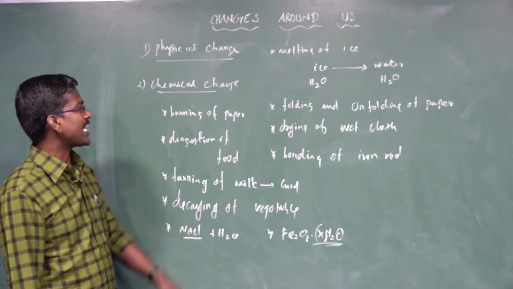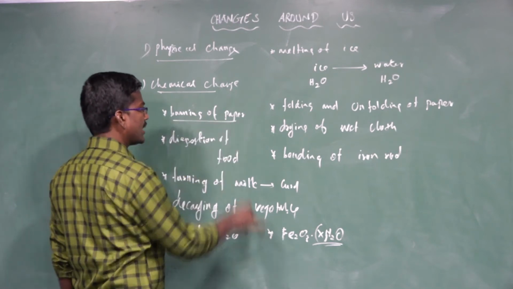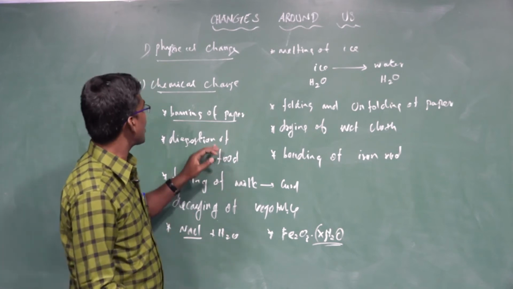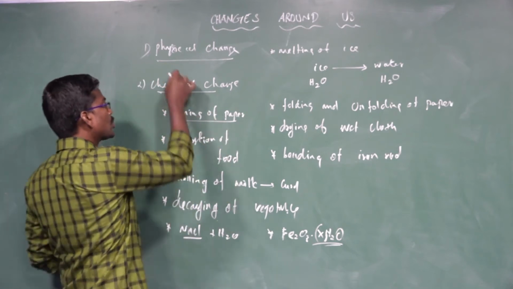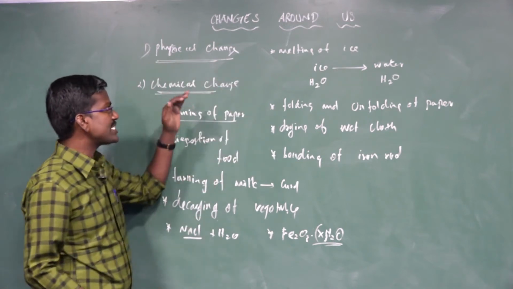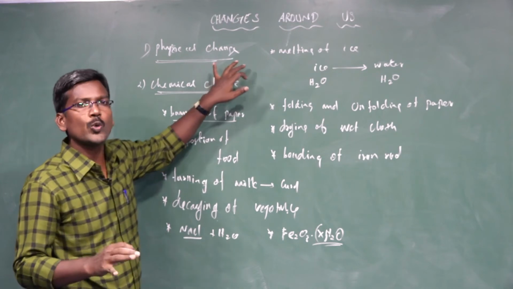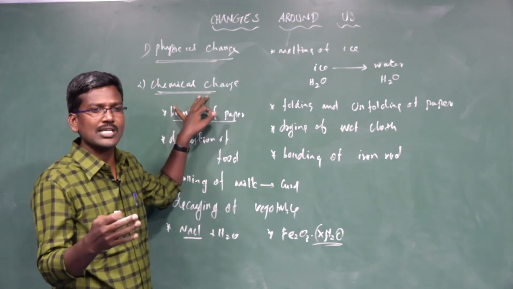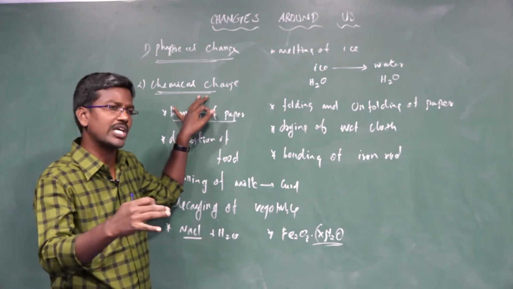Another one, burning of paper. The paper burns in air to produce heat and light. It is an example of chemical change. So there are two types of changes. One is a physical change, in which no new products are formed. Another is a chemical change, in which new products, new substances, new compounds are formed from the reactants.